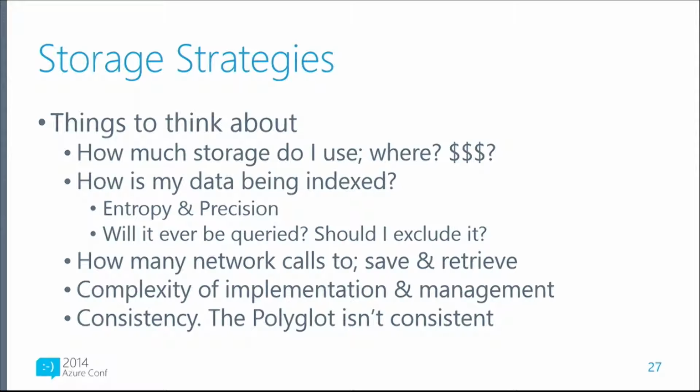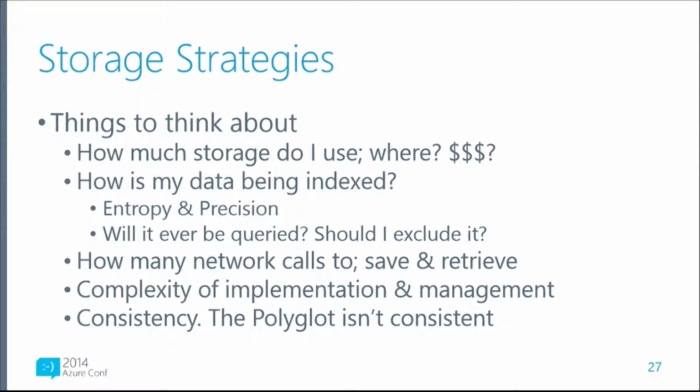Is it going to be indexed at all? We're probably not indexing JPEG files. So therefore we probably don't want to put them into expensive indexed storage running on SSD drives. How much entropy and precision do I have in my data? Will it ever be queried? Should I exclude it altogether?